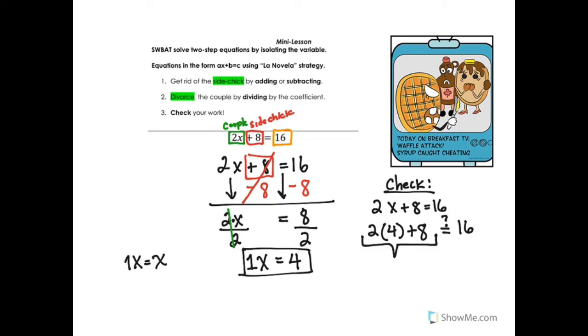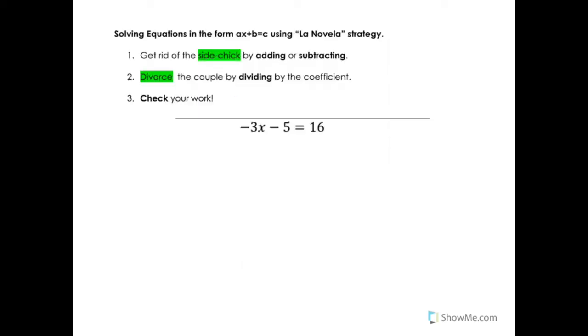So when I plug in just this side, not the equal sign, we don't put equal signs in the calculator. When I put in my left-hand side, I do get 16 in my calculator, which means that I've done the work correctly because 16 is equal to 16.